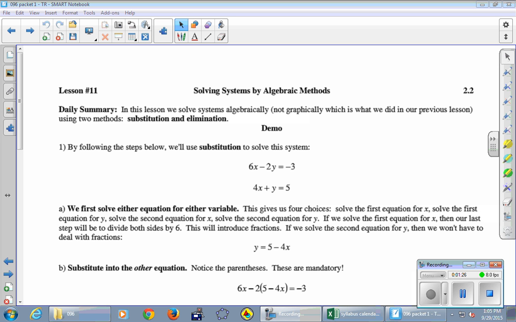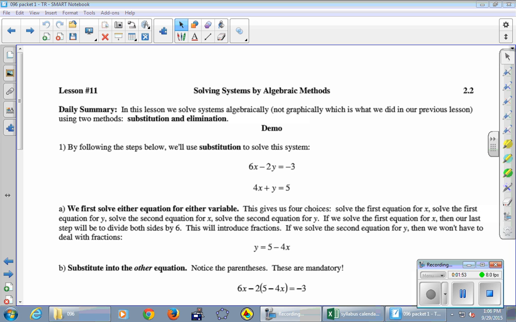The first step in part A is to solve either equation for either variable. That gives you four choices. You could solve the first equation for x, or the first equation for y, or the second equation for x, or the second equation for y. You can do any of those four things. But if you know what you're looking for, you can sometimes save yourself the aggravation of fractions. If you solve the first equation for x, the first thing you do is what?